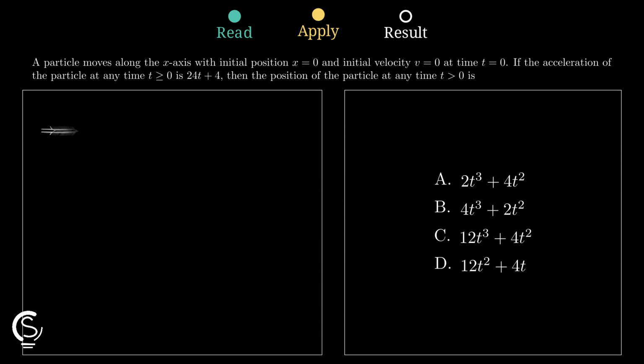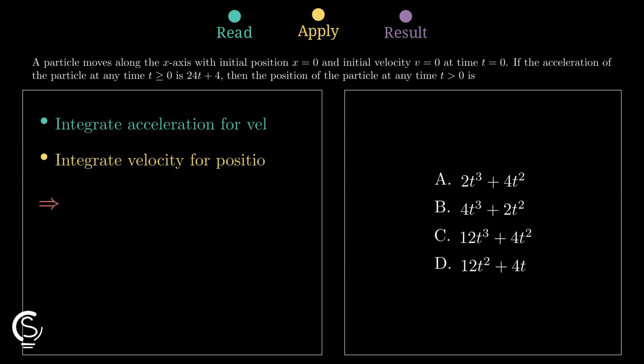Next, we integrate that velocity function one more time to find the position. This step turns 12t squared into 4t cubed, and 4t into 2t squared. Since the initial position is 0, the constant of integration disappears. This leaves the final expression found in option B. You nailed it.